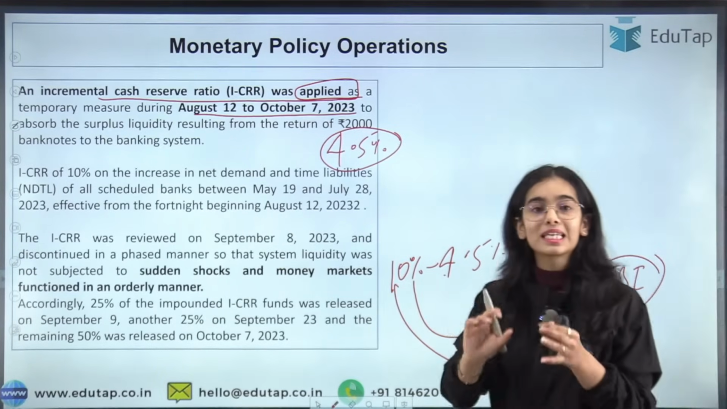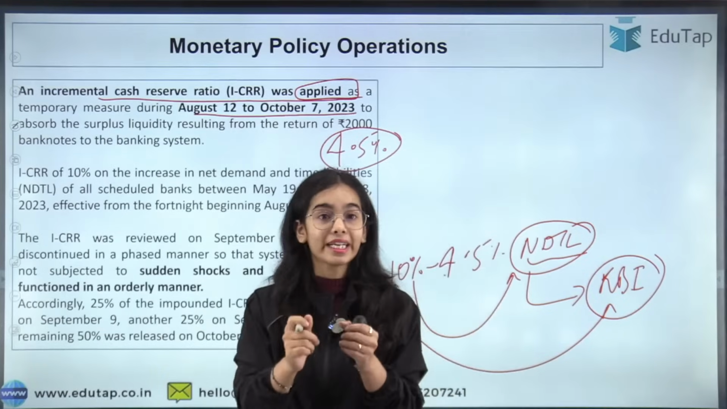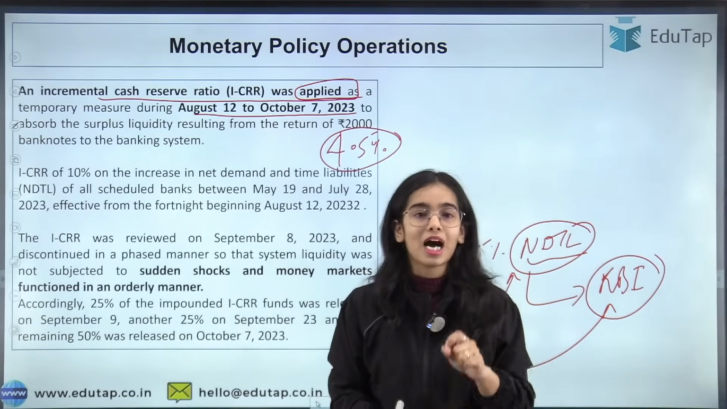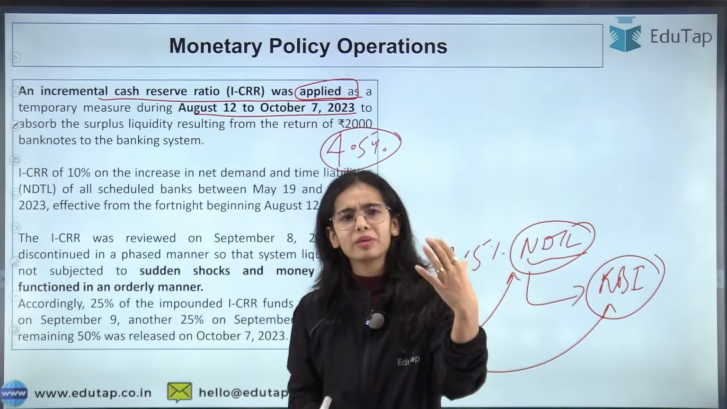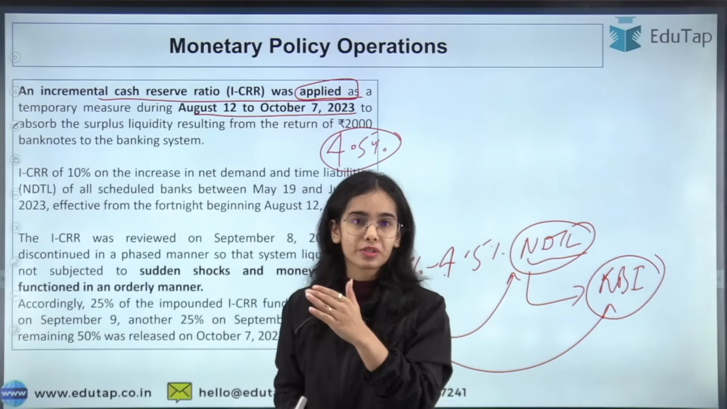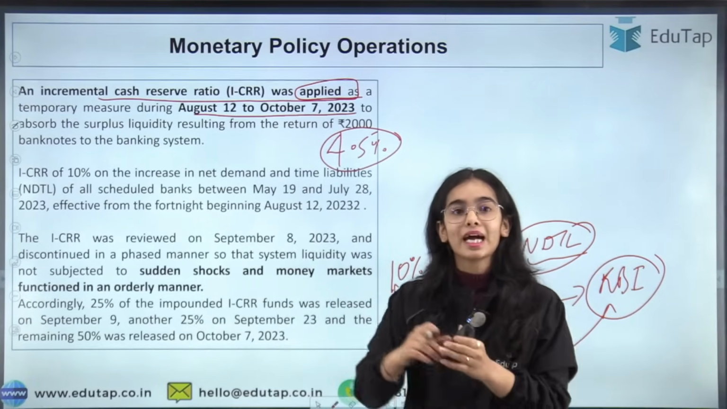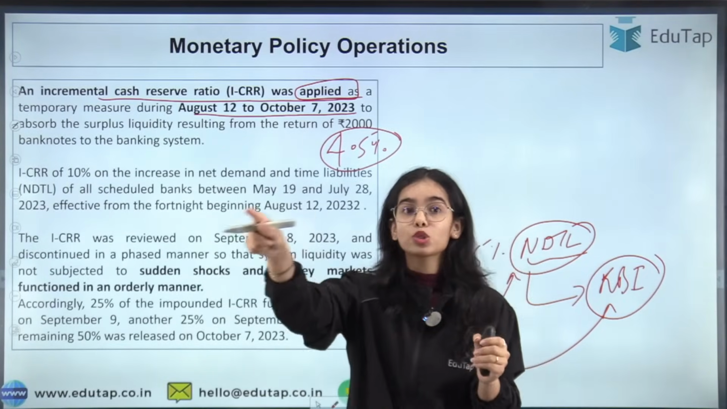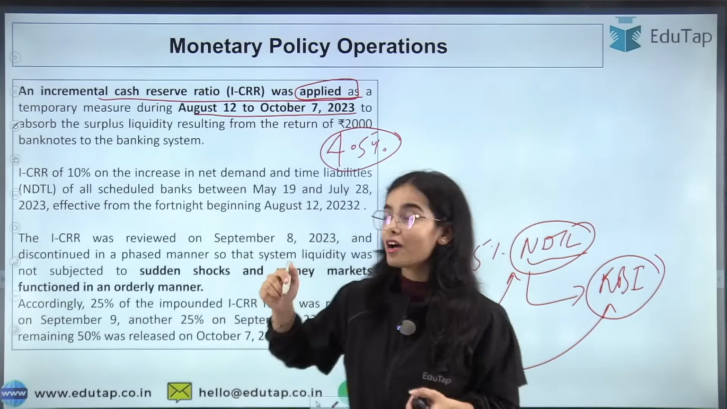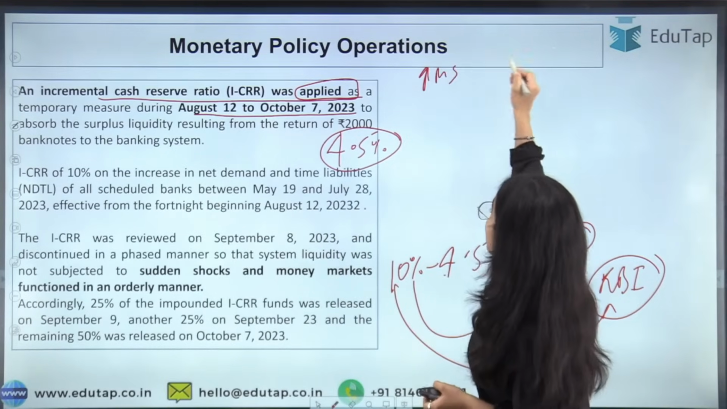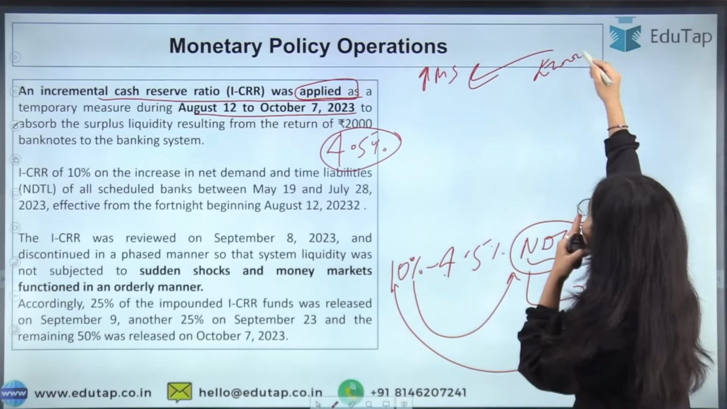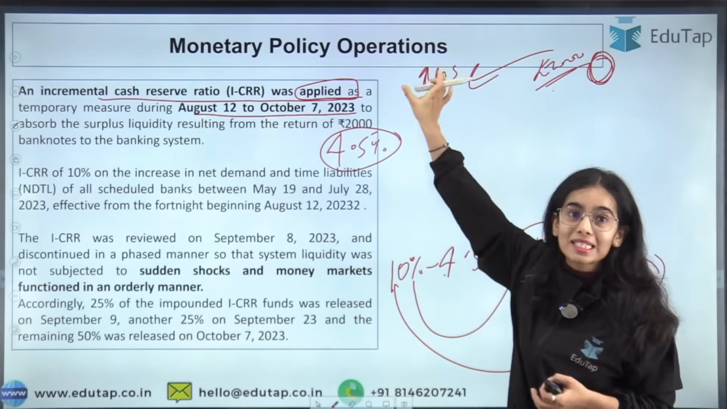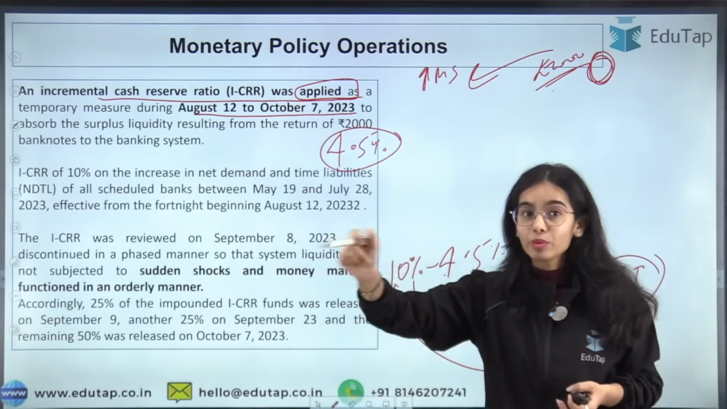So this incremental CRR was brought because at that time the RBI said that there will be withdrawal of rupees 2000 notes. RBI had given this announcement in May 2023, saying start withdrawing the rupees 2000 notes from the economy. That means these rupees 2000 notes will go to the bank. The notes started flowing from the people to the banks, so banks had higher money supply. So the banks will lend more also.